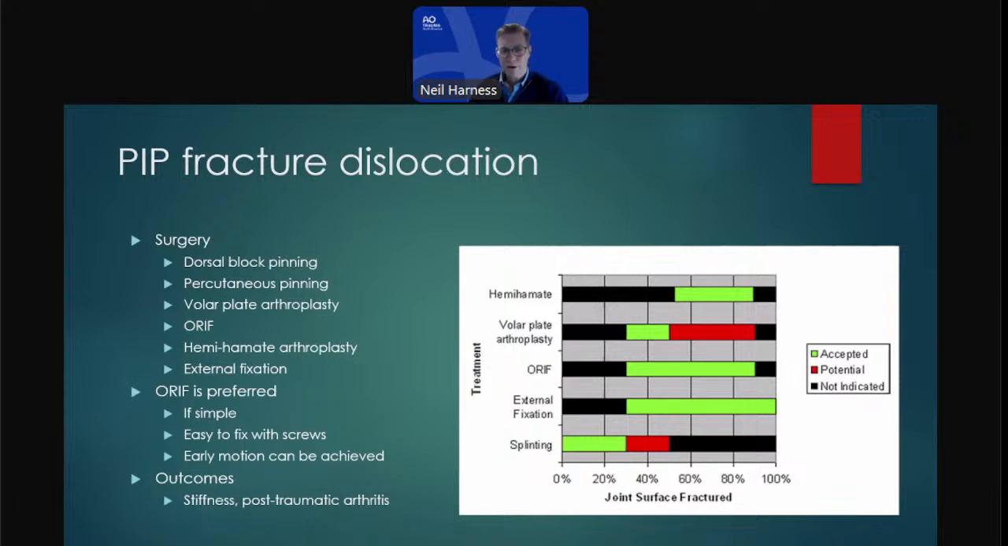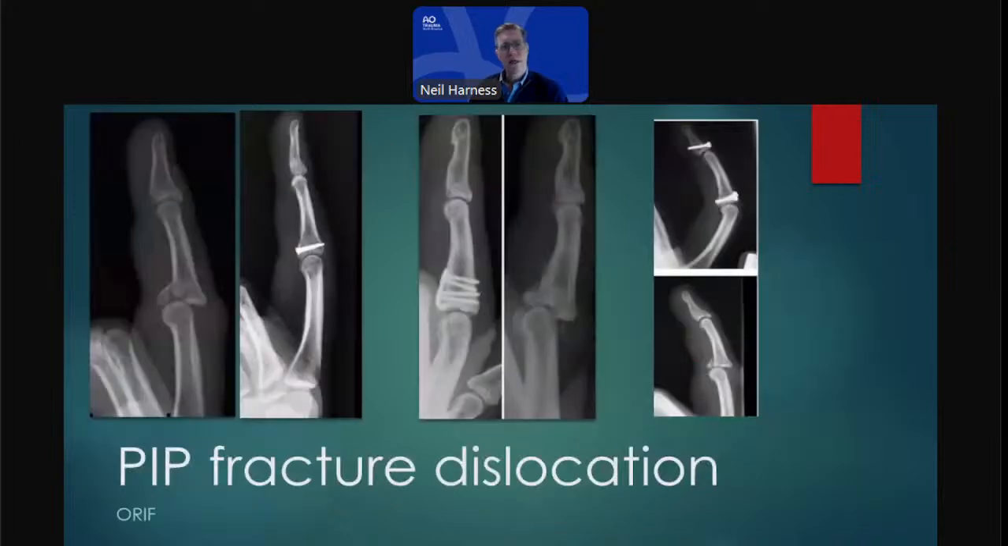I prefer ORIF when I can, if it's a simple fragment. If it's easy to fix with screws, that's great. I can get them moving early and things can go well. I can prevent the stiffness and post-traumatic arthritis that we see with a lot of these.